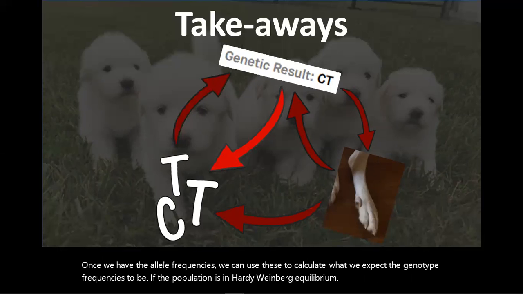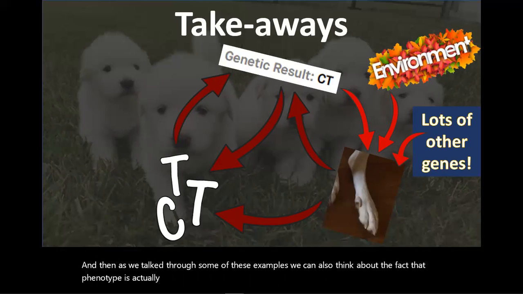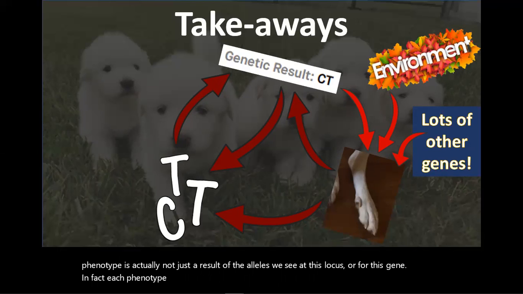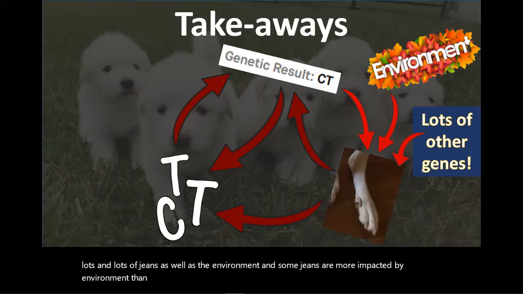And then as we talk through some of these examples, we can also think about the fact that phenotype is actually not just a result of the alleles we see at this locus or for this gene. In fact, each phenotype, or an individual's entire phenotype, is usually going to be determined by lots and lots of genes as well as the environment. And some genes are more impacted by environment than others. Likewise, some may be primarily controlled by genes.